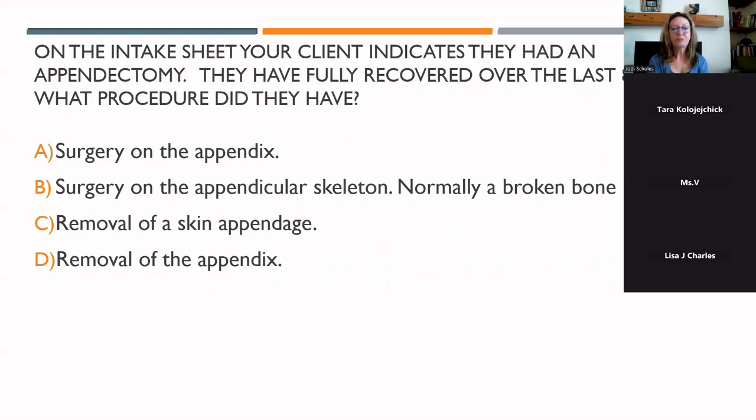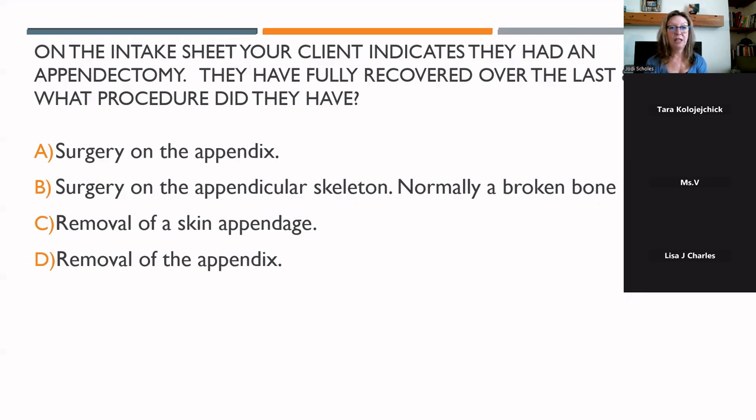On the intake sheet, your client indicates they had an appendectomy. They have fully recovered over the last 8 weeks. What procedure did they have? A, surgery on the appendix. B, surgery on the appendicular skeleton, normally a broken bone in the leg. C, removal of a skin appendage. D, removal of the appendix.